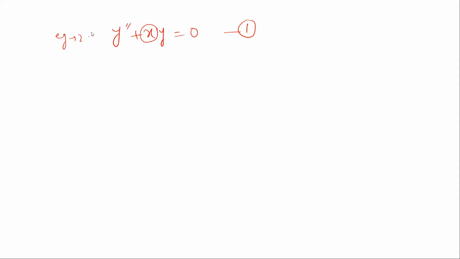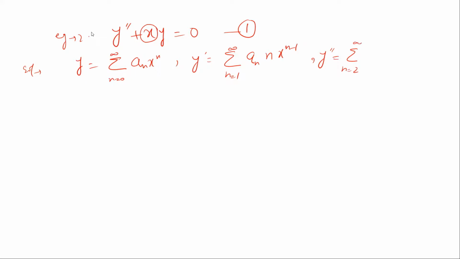And now for the power series solution, we will assume a solution as y = Σ n = 0 to infinity a_n x^n. y' we have already noted, Σ n = 1 to infinity n a_n x^(n−1), and y'' is equal to Σ n = 2 to infinity n(n−1) a_n x^(n−2). Okay, so we can say these are equation 2.